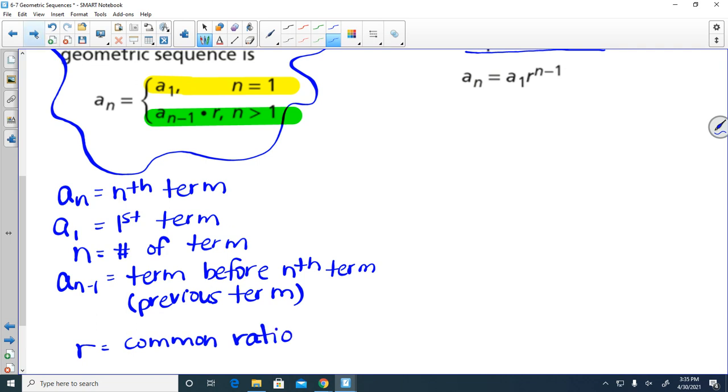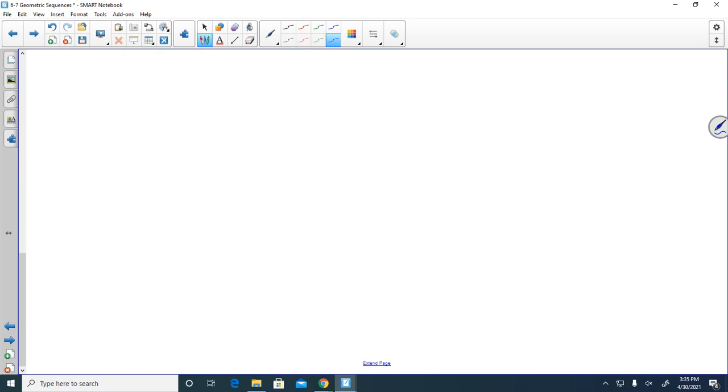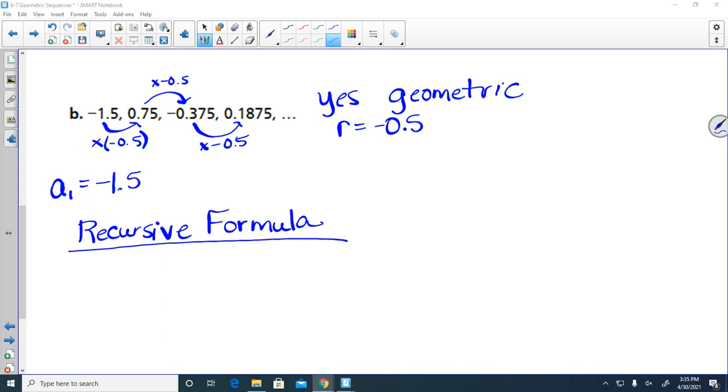So let's try to write the recursive definition for example B. Here we've already identified that R is negative 0.5. My first term is negative 1.5. So when I set up my recursive definition, or my recursive formula, I know that a sub n, I'm just going to copy down the recursive formula.